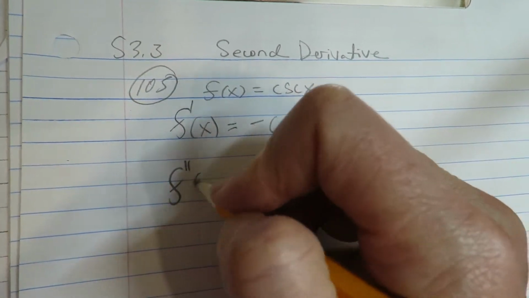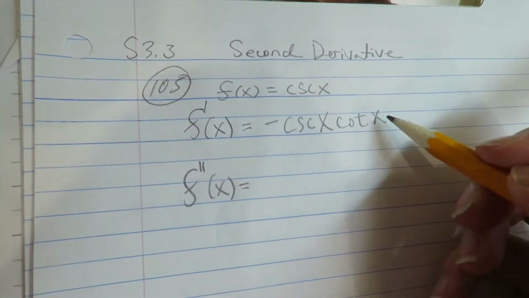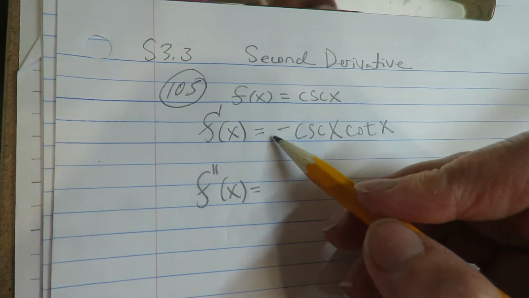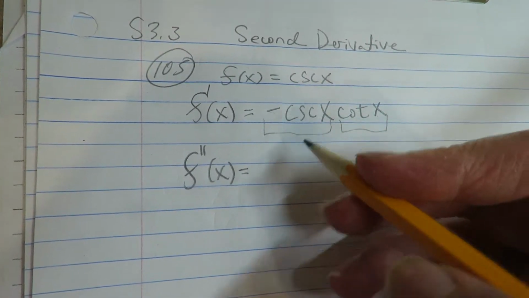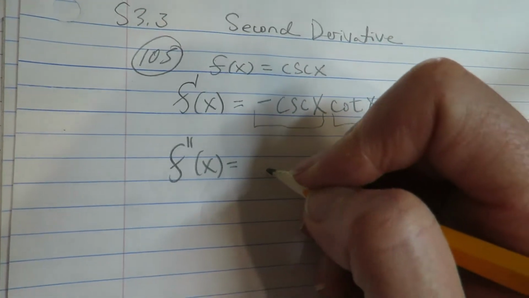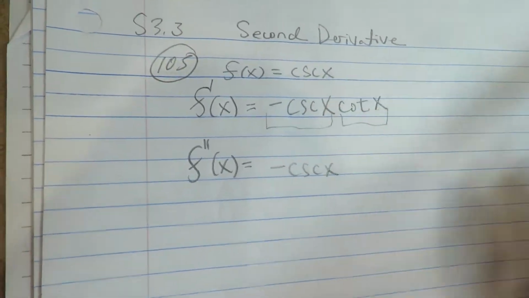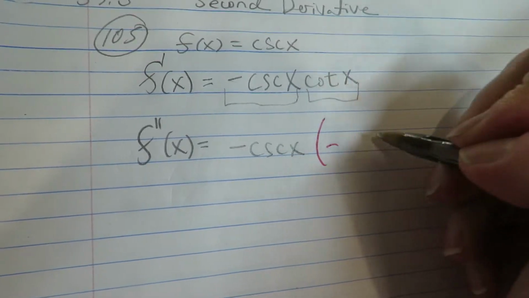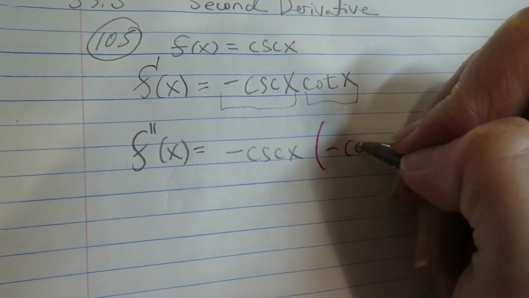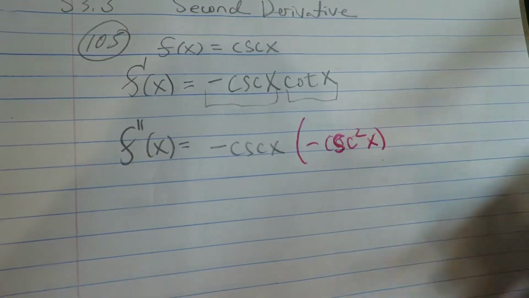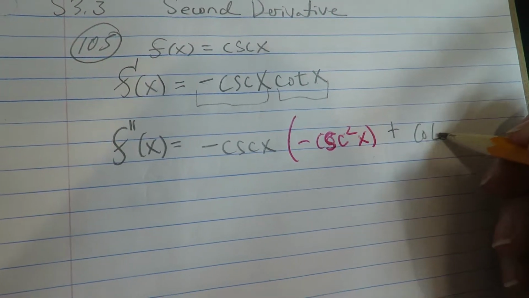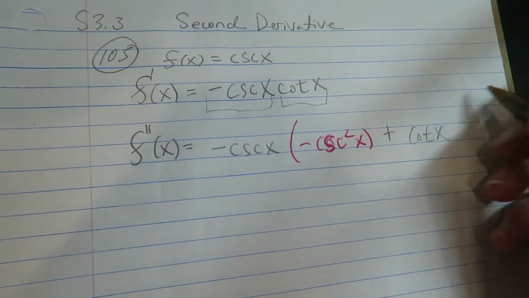Now for the second derivative, you have a product rule. So I'm going to keep the negative with this first half. Now I'm going to do the product rule: the first part times the derivative of the second part, plus the second part times the derivative of the first part.